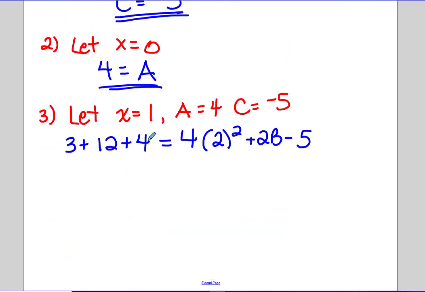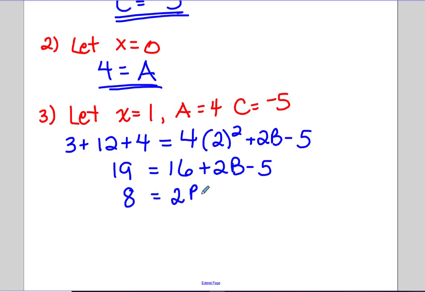Here we got 12 and 7, so 19 is equal to 16 plus 2B minus 5, so 16 minus 5 is 11 from 19. That's going to give us 8 is 2B, so B is 4.